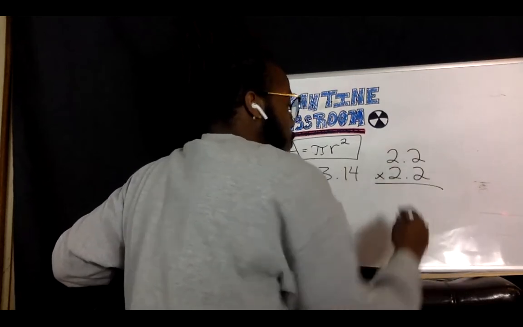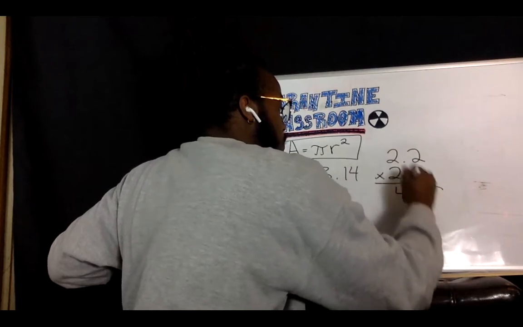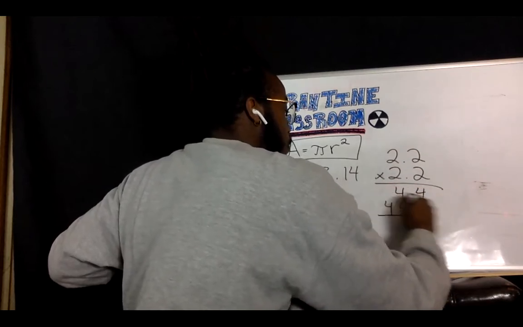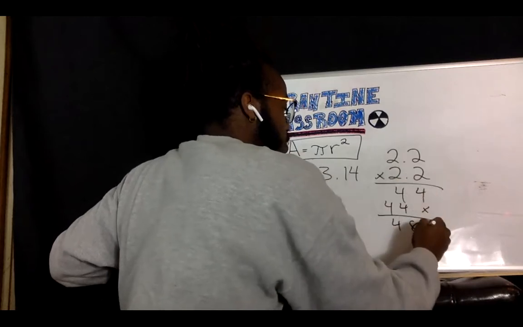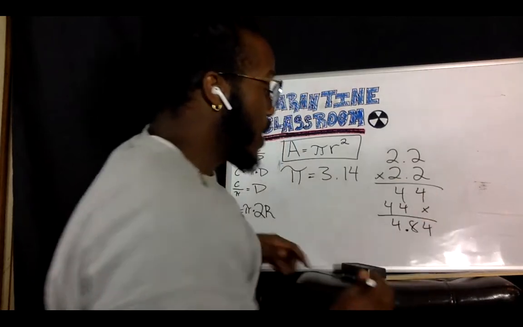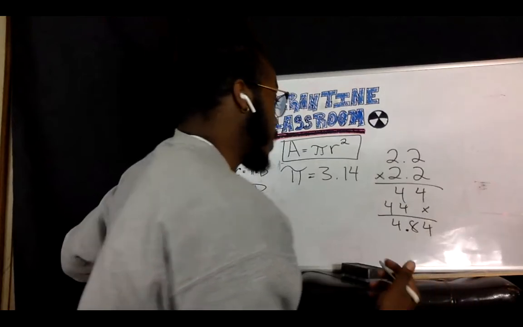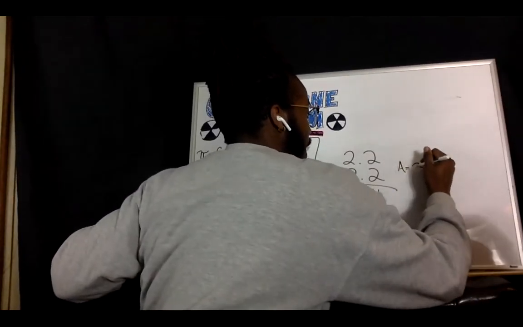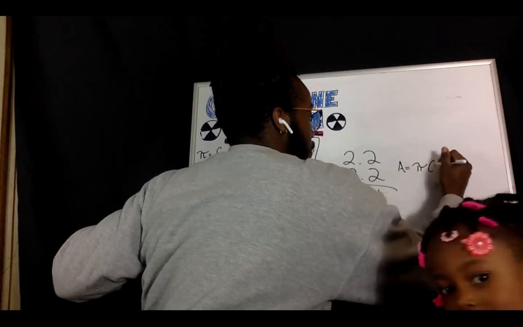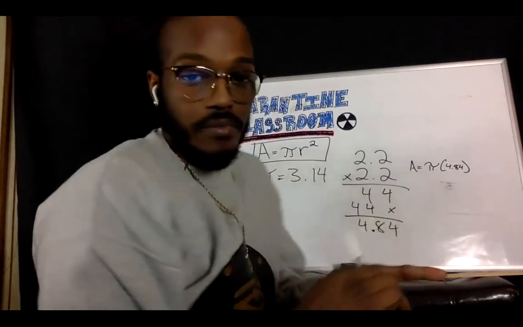2.2 squared is 2.2 times 2.2. We have to do the multiplication as we normally would. 4, 4, 4, 4, and then we add them together. Two numbers behind decimals, so we should have two numbers behind decimals. It's 4.84. So when we put this back into our equation, it would be area equals pi times 4.84. All right.